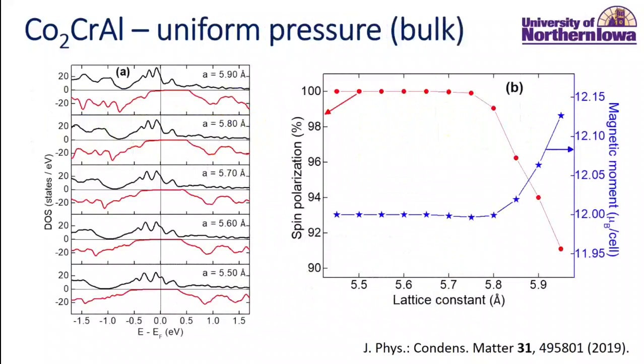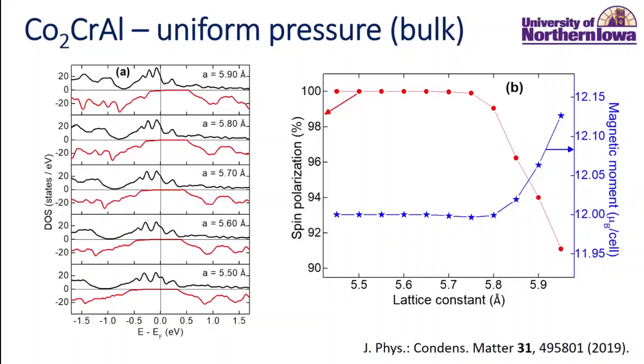Then we also looked at how the electronic structure of this material changes under the influence of external pressure and strain. This slide shows the evolution of the density of states of this material under uniform pressure, and all calculations are done for bulk geometry. The ground state lattice constant of this material is approximately 5.75.